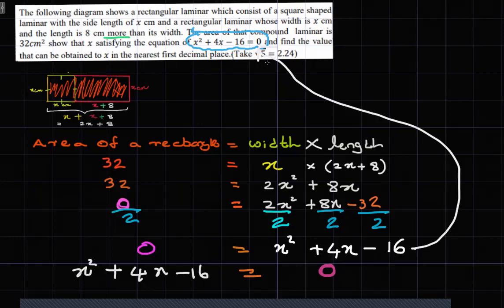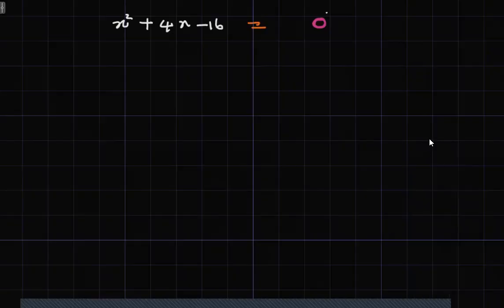When it comes to solving quadratic equations, we have three methods. What are the three methods? Method of factorizing. The second method, using the quadratic formula. And the third method, completing the square. All right, so let's see whether the method of factorizing would work.